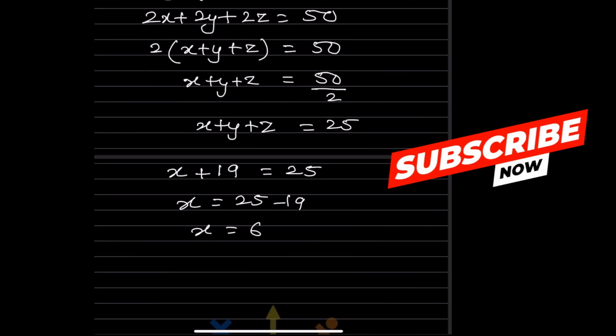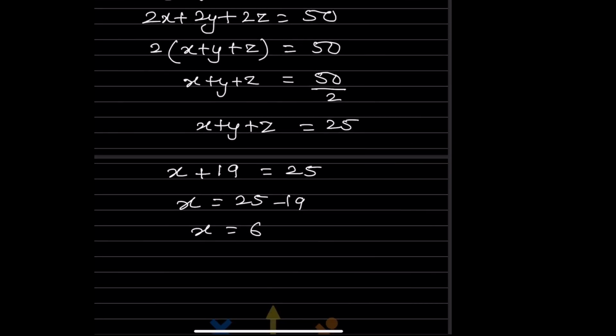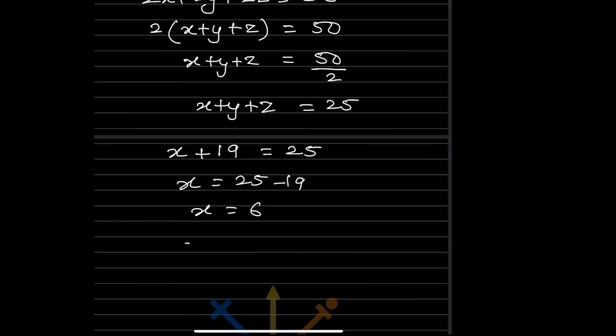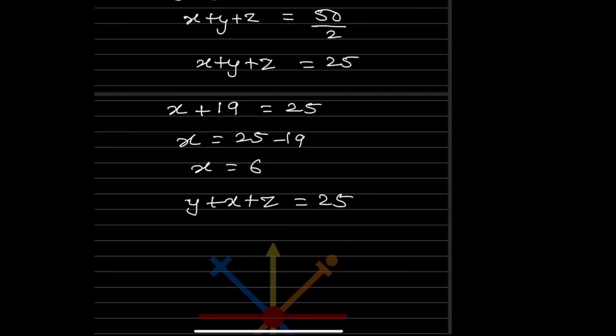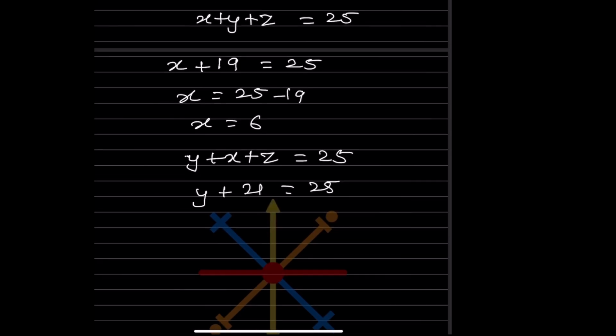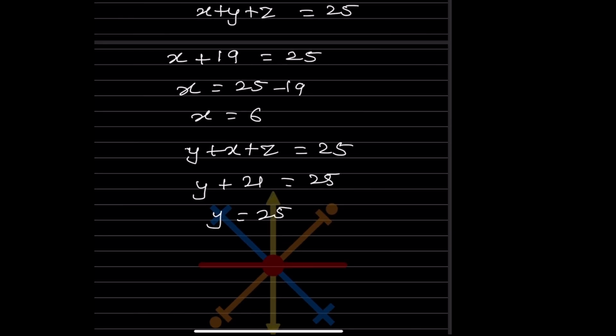So we got the value of x. Now let us see for y. You know x plus z is 21. So we will consider again this one, x plus z, and write y plus x plus z is 25. We know x plus z is given as 21, so y plus 21 is 25. So y is going to be 25 minus 21. So y is going to be 4.